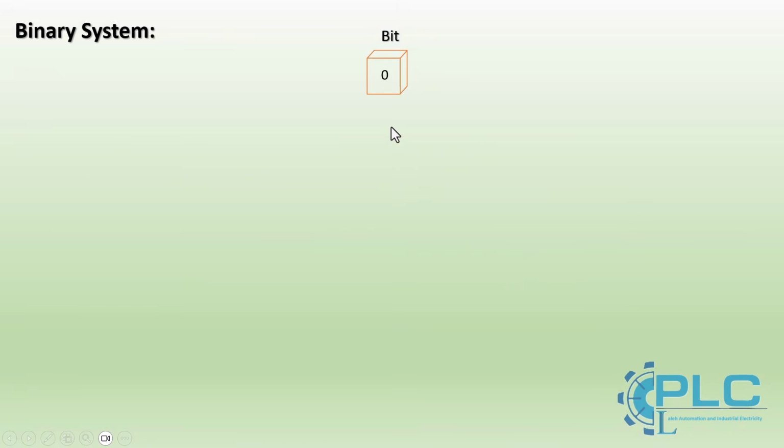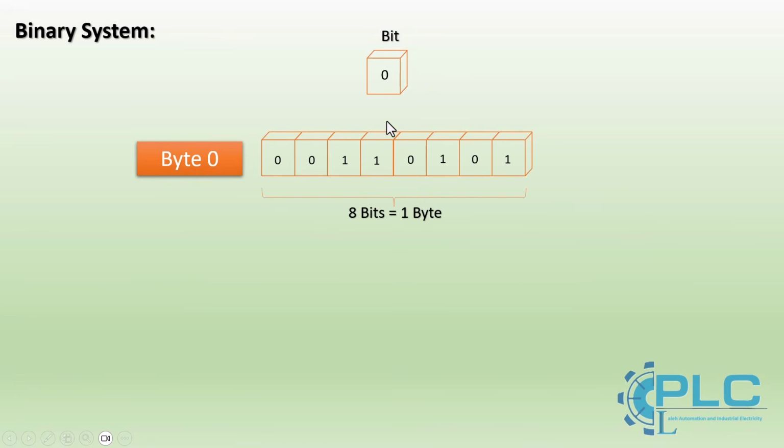Now, 8 bits are grouped together to form 1 byte. Each bit can independently be either 0 or 1, depending on its current state. So, 1 byte contains 8 bits, numbered from 0 to 7. For example, bit 0, bit 1, bit 2, up to bit 7.